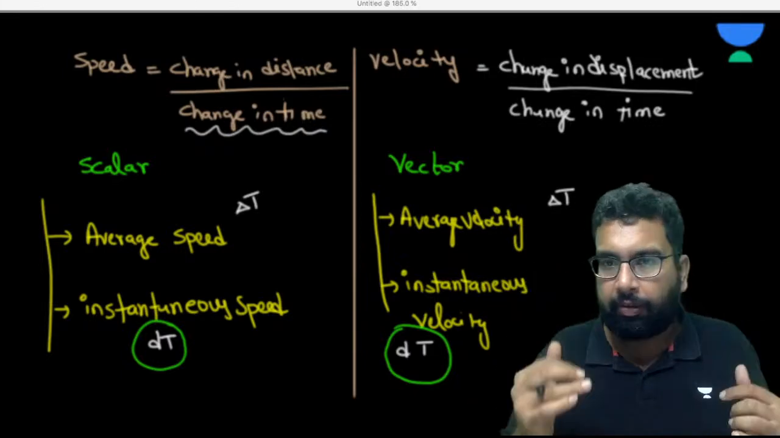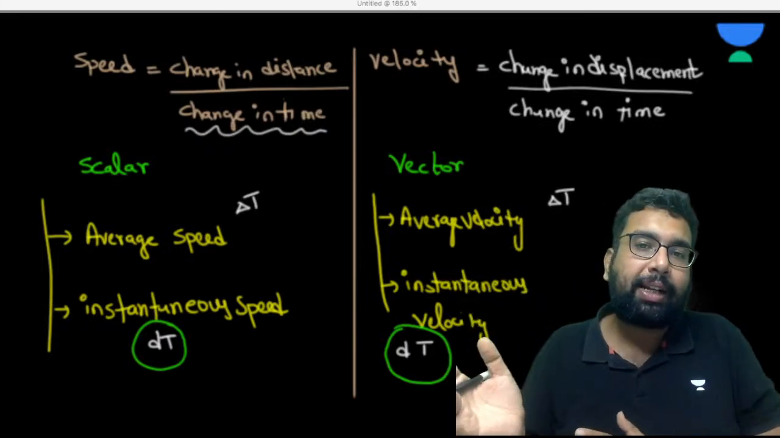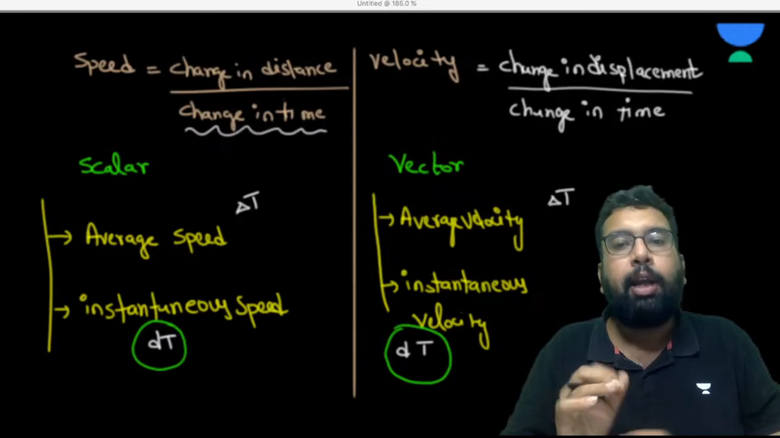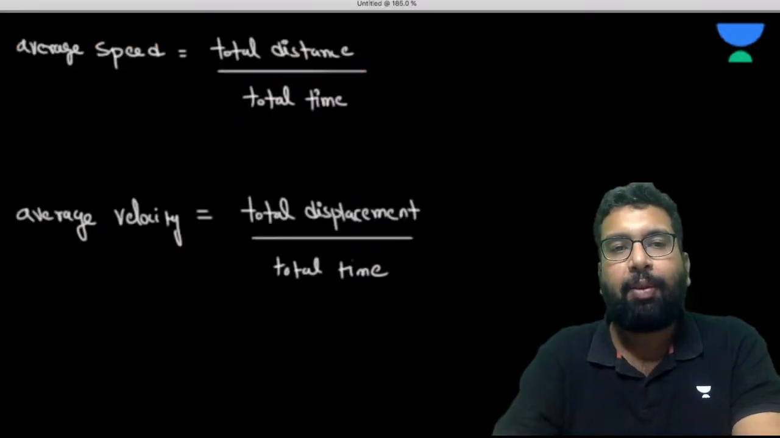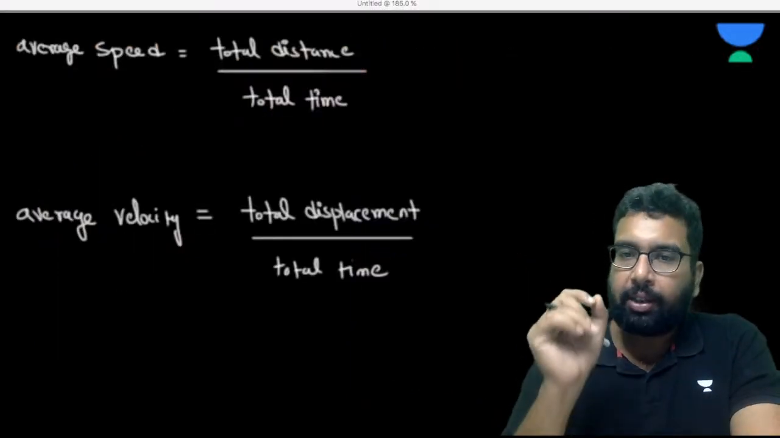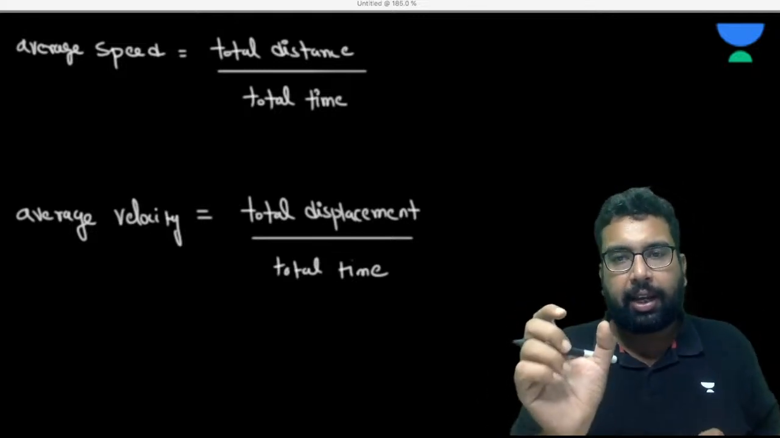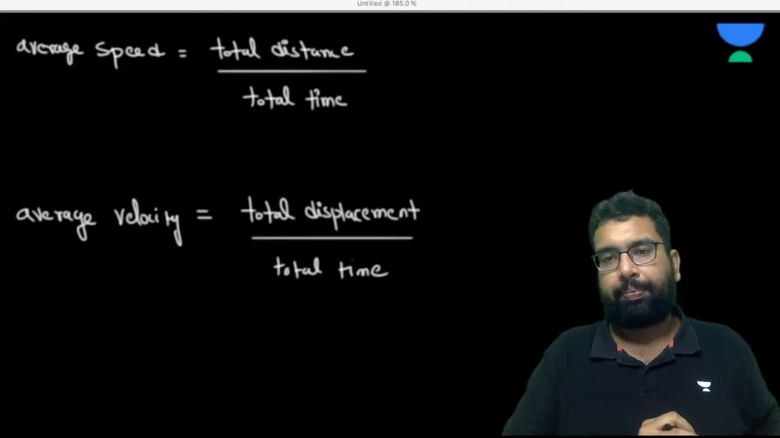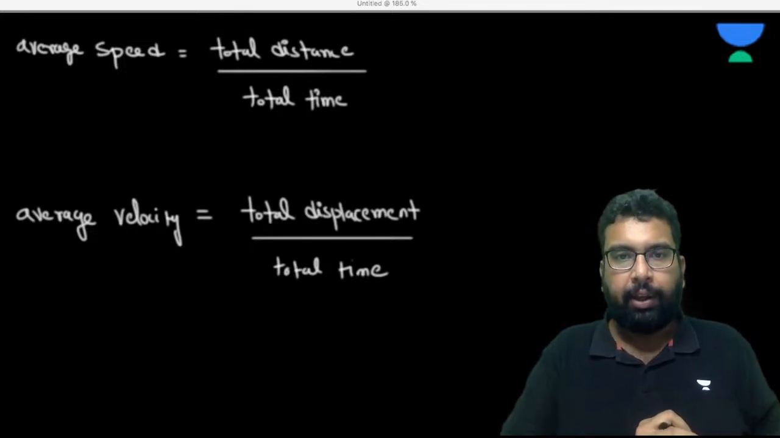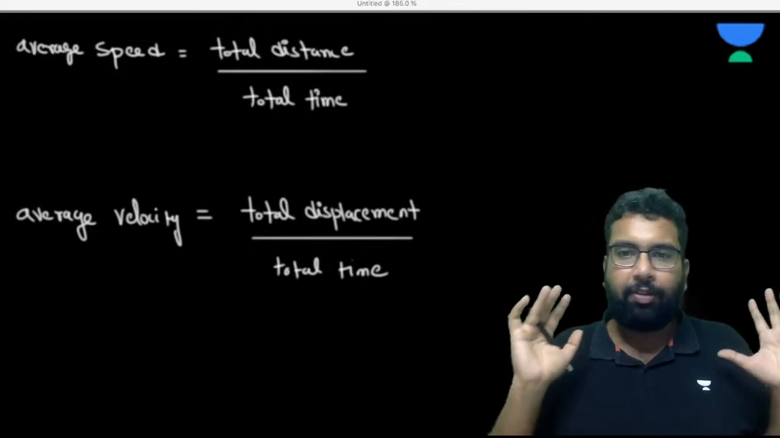There I'll tell you the differentiation, and then we'll move to the instantaneous speed and instantaneous velocity. But for the time being, we are moving ahead with average speed and average velocity. So what is average speed and average velocity? When we are taking good enough time for something, right? So what is average speed and velocity?